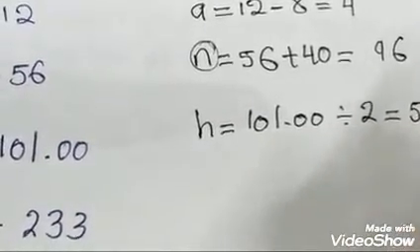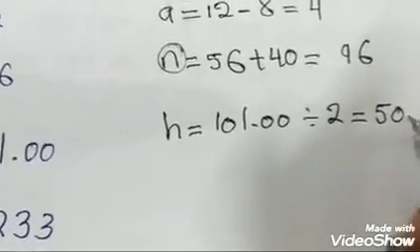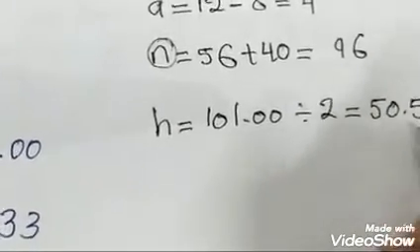And 1 divided by 2 will be half. So this will be 50 and a half, or 50.5, or 50 and 5/10.